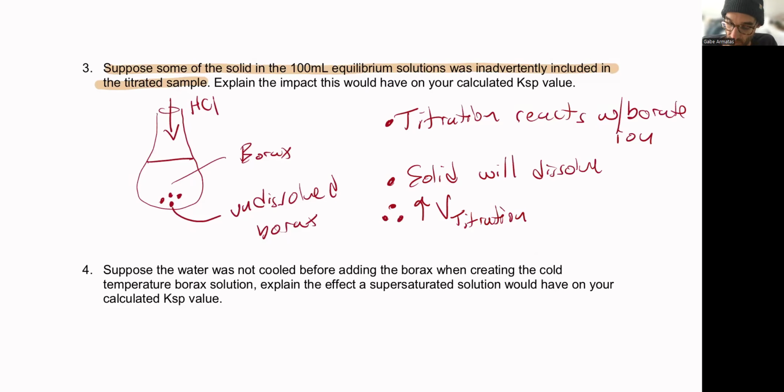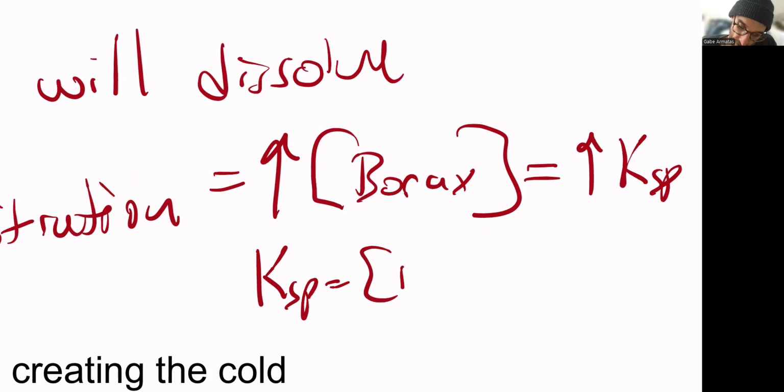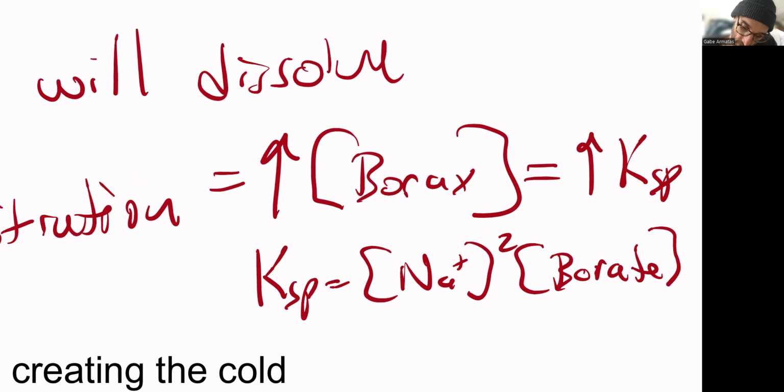If you increase the volume of the titration, what we're doing is inadvertently creating a higher concentration. Well, we're showing that a higher concentration of borax is present. And if I have a higher concentration of borax, that means I'm plugging those higher values in, ultimately, which is going to increase my KSP, because KSP is equal to the concentration of the sodium ion times the concentration of the borax, or borate, I should say. So this is borate. So the concentration of the borate.